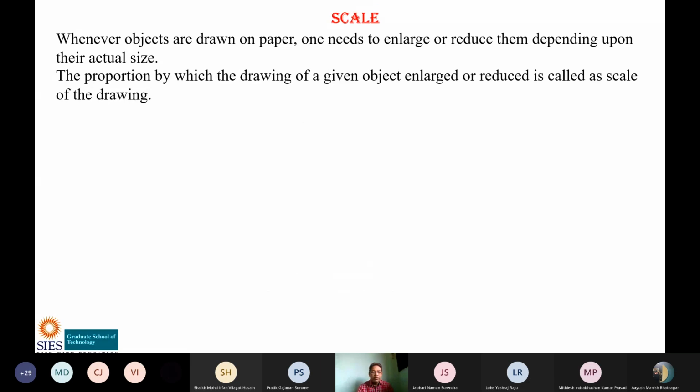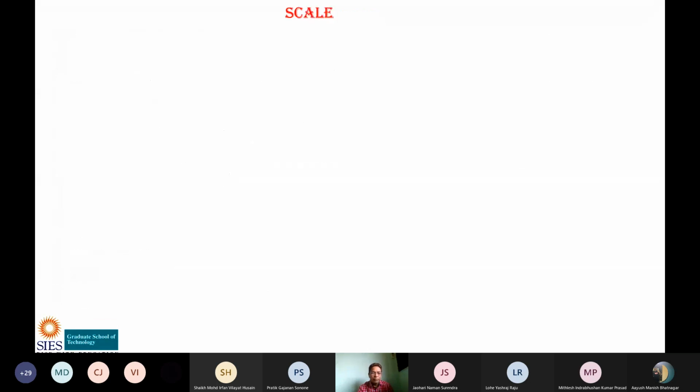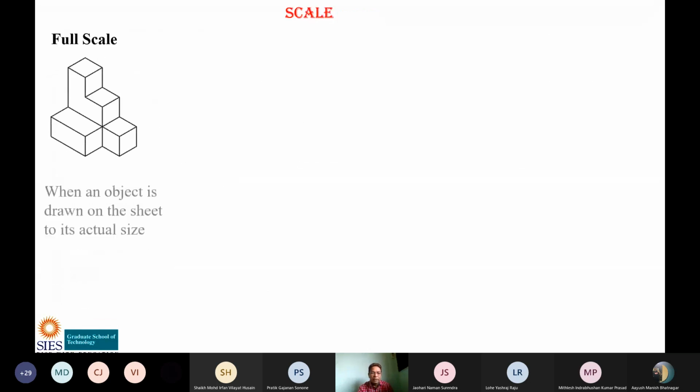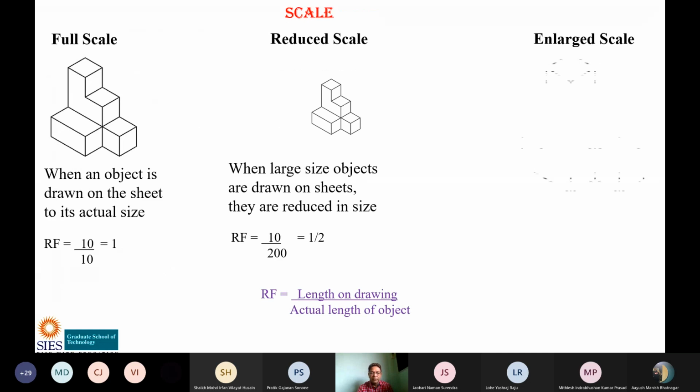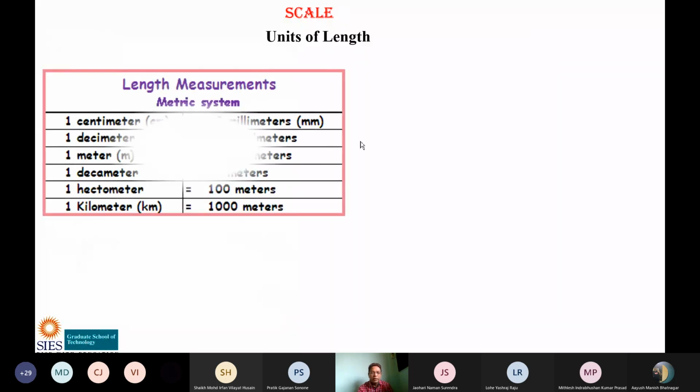And in scale we had already seen this. What is a scale, what is representative fraction, then the types of scale: enlarged scale, reduced scale, and full size scale. Okay, and there is one term here which is called RF, and RF is length on drawing upon actual length of object. Then I had shown this slide to you where there is conversion of length, centimeter to millimeter, decimeter to centimeter.